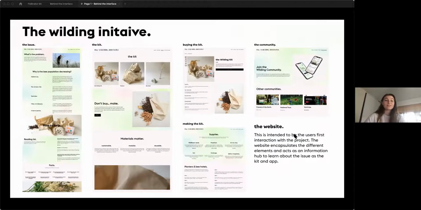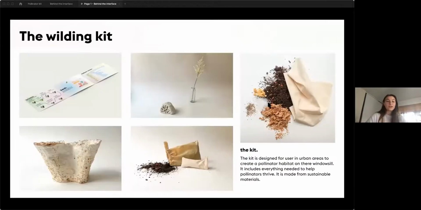So this was the first stepping off point for the user, just to discover this project in whole or just aspects. And then the second part of the journey is the kit itself. And this includes planters, bee hotels, soil drainage, and then instructions on how to do it, how to make it, and when the flowers will actually bloom. So it's more involved.